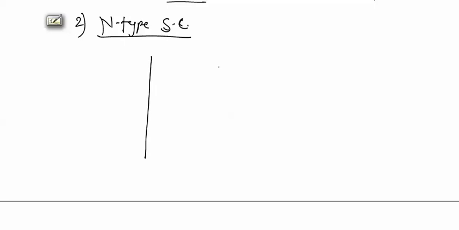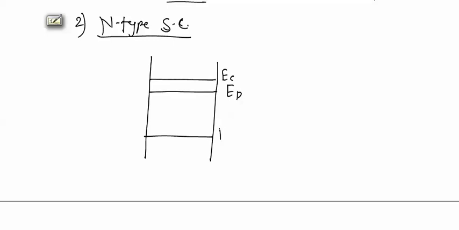Now for n-type semiconductor, there will be an extra discrete energy level called donor energy level. We have already seen this donor energy level will lie just below the conduction band, just below the energy level EC. And at T equal to 0 degrees Kelvin, all the electrons will be bonded. That is, all the electrons will be present in valence band, and some of the electrons, that is the fifth electron, will be in donor energy level.